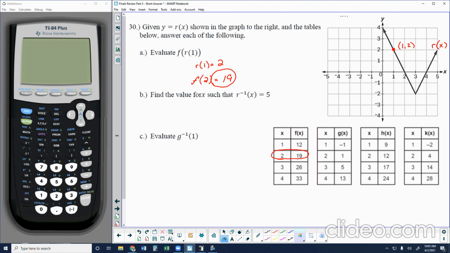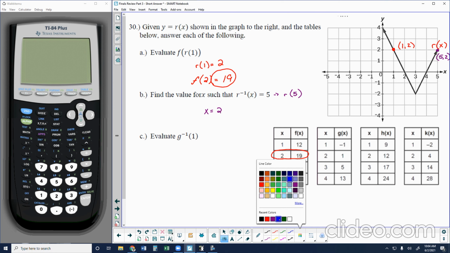Now this is an inverse equation. So the y on the inverse is 5. Remember, inverses take x and y coordinates and switch them. So basically what I'm looking for is a corresponding value that would be r of 5. The x value on the graph would be 5. So I have this point 5, 2 on my graph. So the y value is 2 in this location. On the inverse, that would become the x value. So x would be 2.